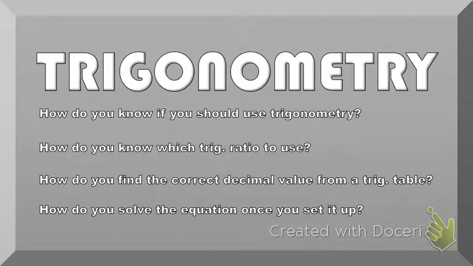How do you know which trig ratio to use? Should you use sine or cosine or tangent? How do you find the correct decimal value from a trig table? And how do you solve the equation once you have the equation set up?